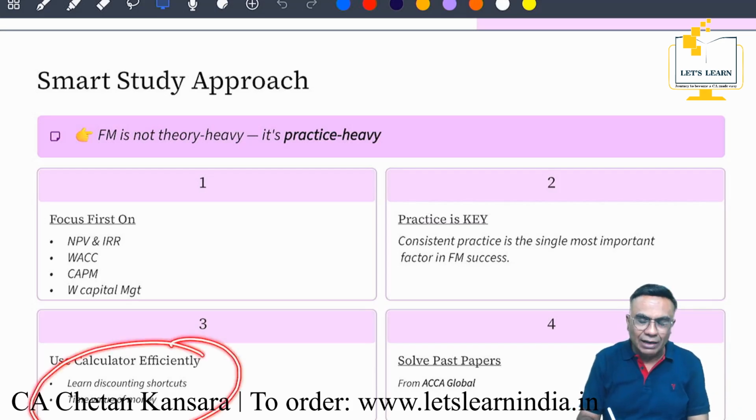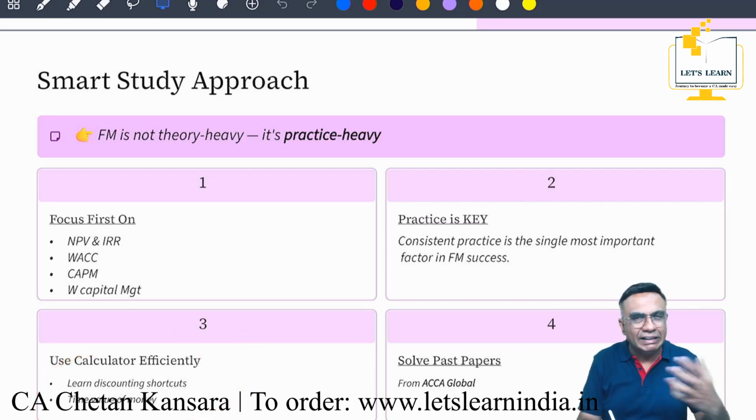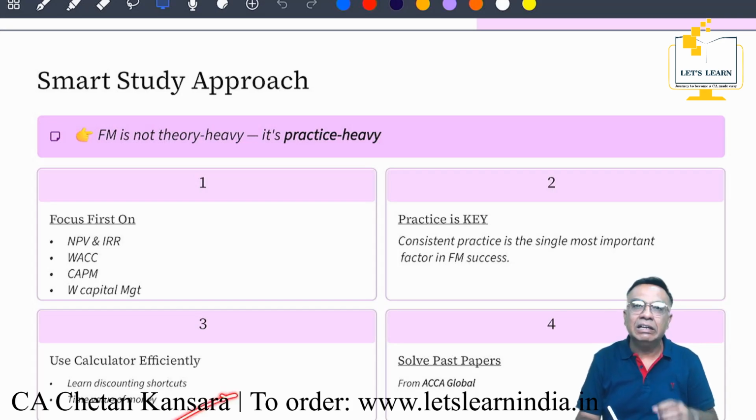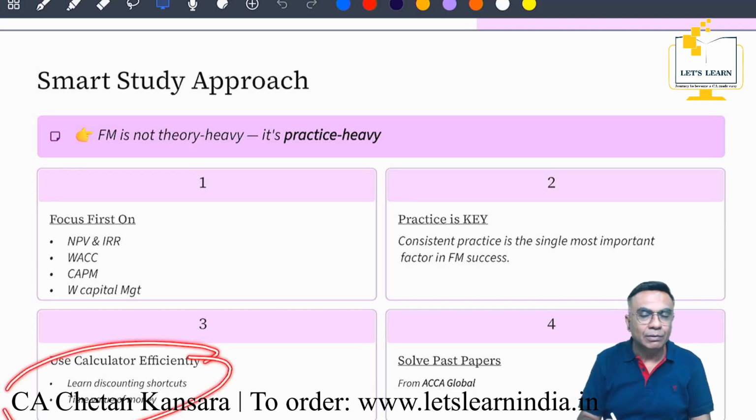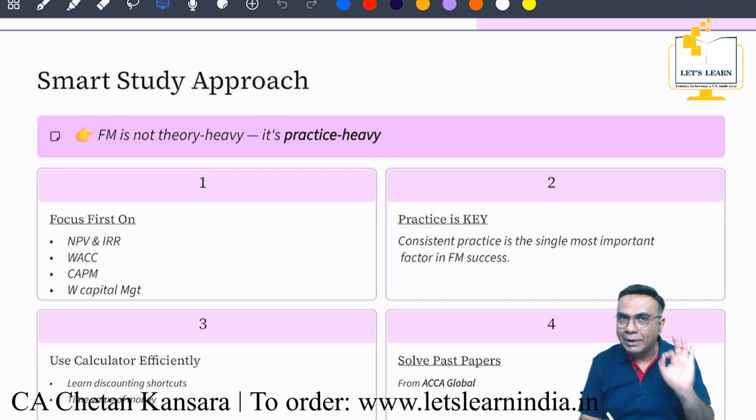Then use of calculator. Now some students take use of calculator very lightly. It is very important because that will increase your speed. All time value calculation, discounting, compounding, all these calculations you should practice very hard, so at the time of exams you are hands on and you will not waste time. So use of calculator is very important while practicing.